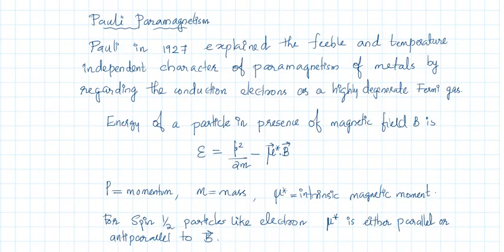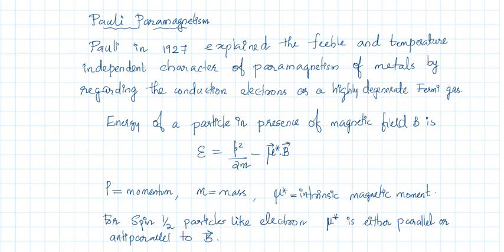Pauli in 1927 explained this feeble and temperature independent character of paramagnetism in metals by regarding the conduction electrons as a highly degenerate Fermi gas. Okay, what is meant by a highly degenerate Fermi gas? I explained in lectures number 29 and 30.